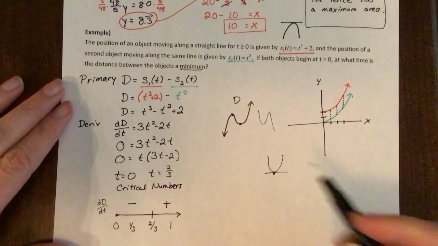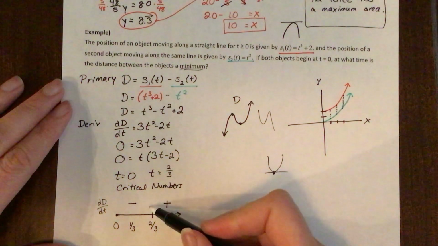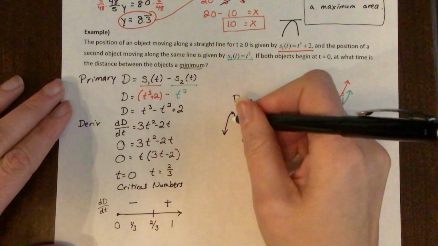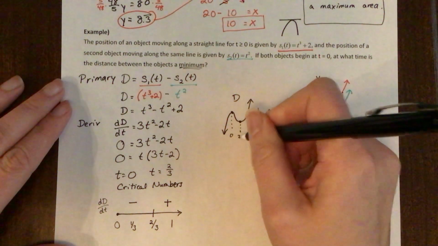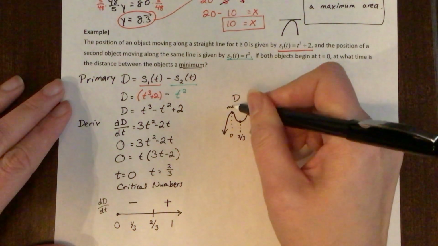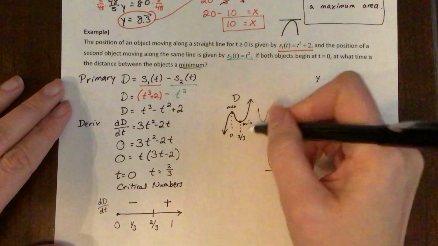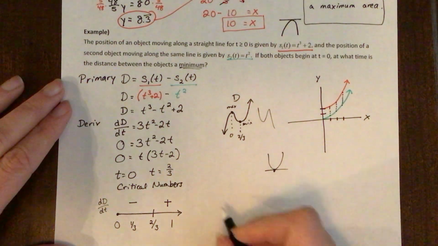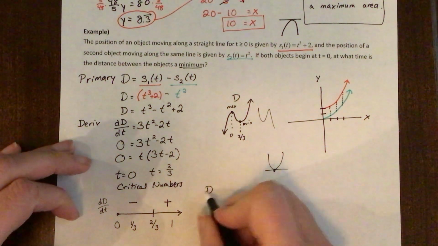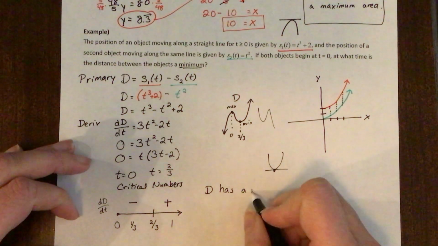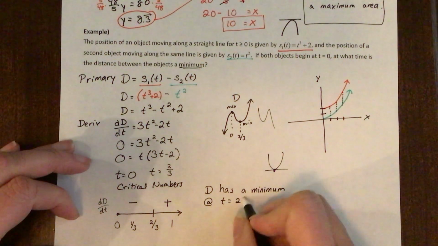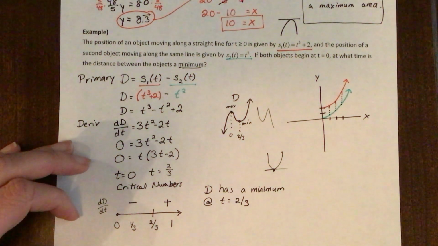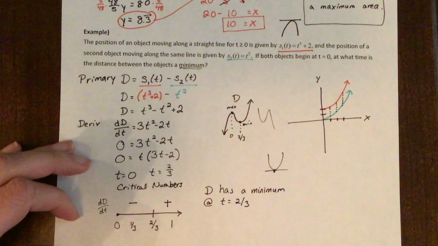Okay, that means that we had a negative slope and a positive slope. So this would be t equals 0, and this would be t equals 2/3. Max, min. D has a minimum at t equals 2/3. Now you might be thinking, why did we not make one of these charts in the previous example? That's because I forgot.